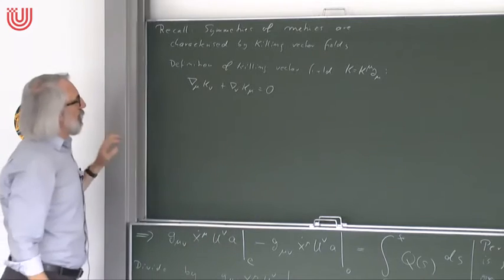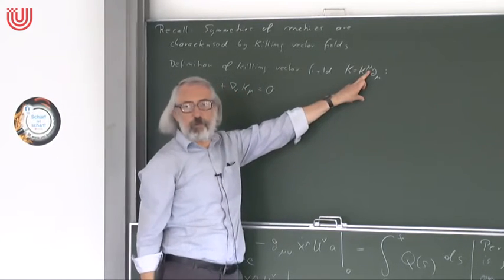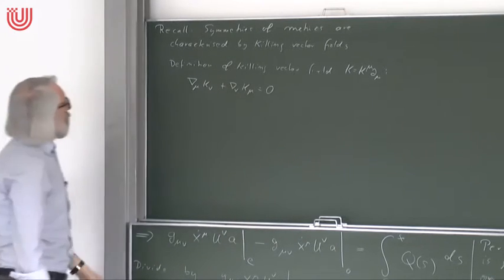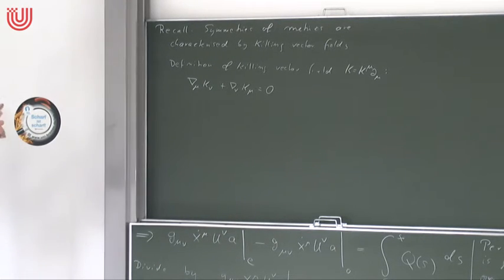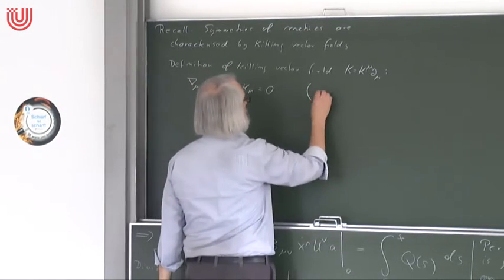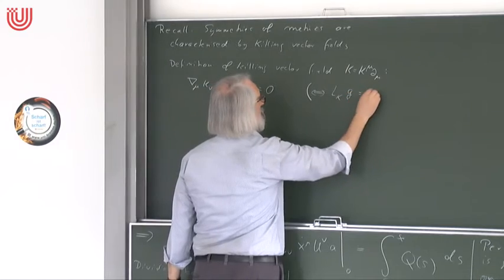What you have to do is, this is a vector field, so its natural index position is with the index up. But you pull the index down and then form this combination, the symmetrization of the covariant derivative. For those of you who know what the Lie derivative is, this can be written in the form: the Lie derivative of the metric is 0.